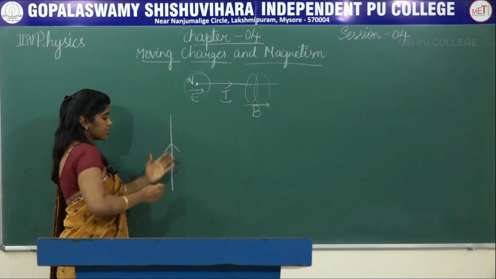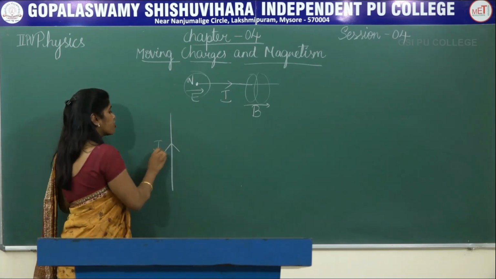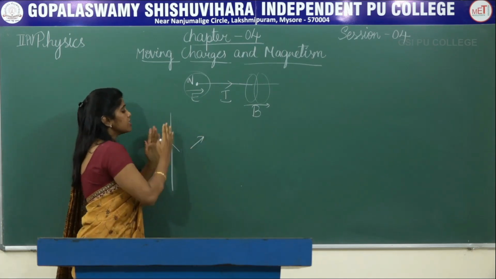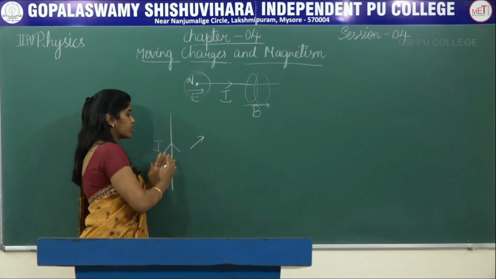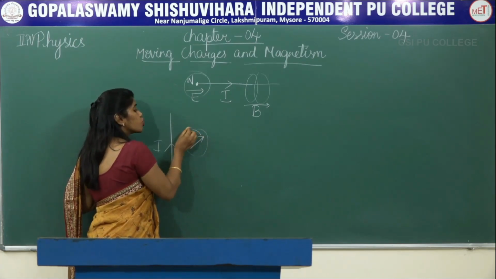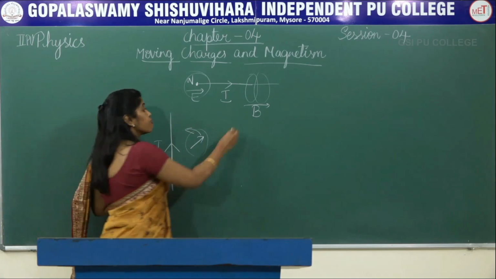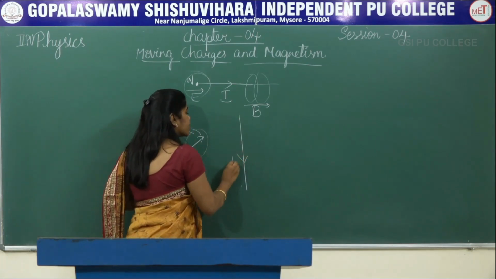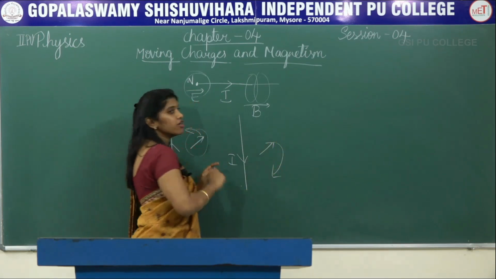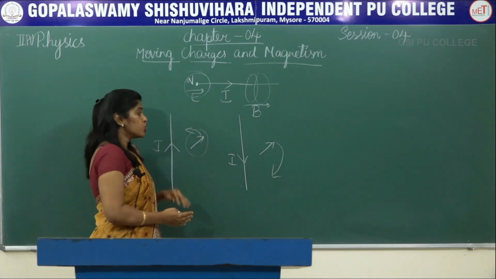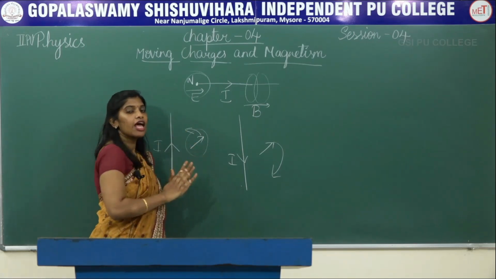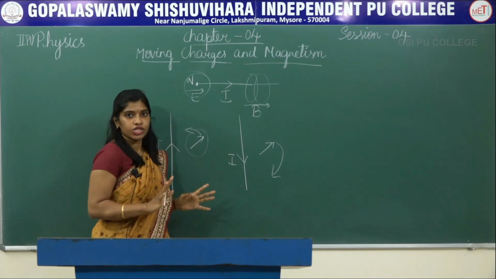Now if I say this is the current carrying conductor, the direction of current is upwards, and if I place a magnetic compass needle very near to this conductor, then this compass needle is going to show certain deflection. And if I change the direction of the current, then the compass needle is going to change the direction of deflection. So the direction of the current and the deflection of this compass needle are dependent on each other.